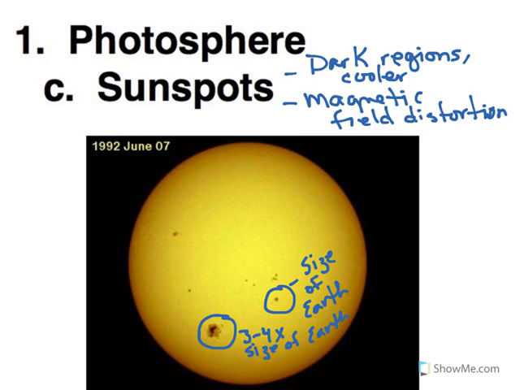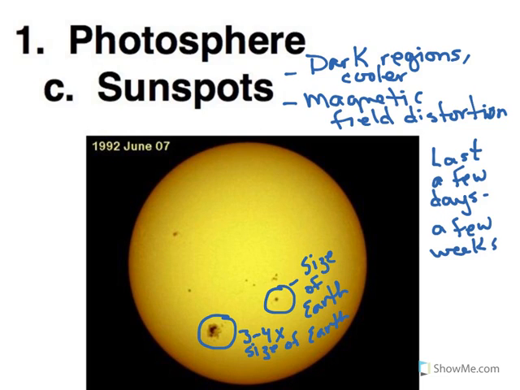And they are not permanent. Sunspots last anywhere from a few days to a few weeks. Depends on the size. The bigger ones last longer than the smaller ones. And our sun rotates. So one of the things we'll see is that as the sun rotates, the sunspots will change position. So each day they'll be shifted a little bit due to that rotation.